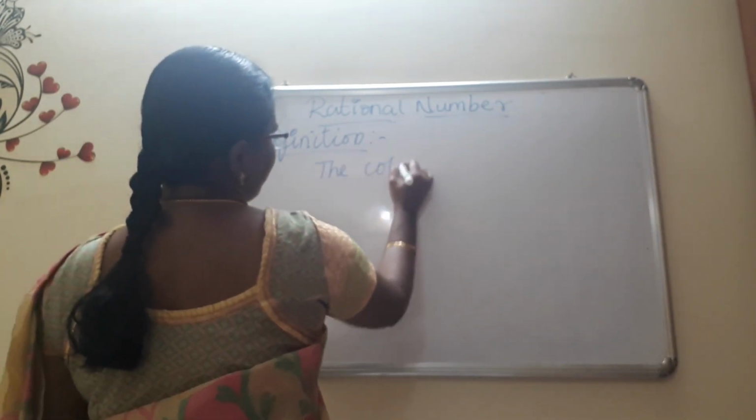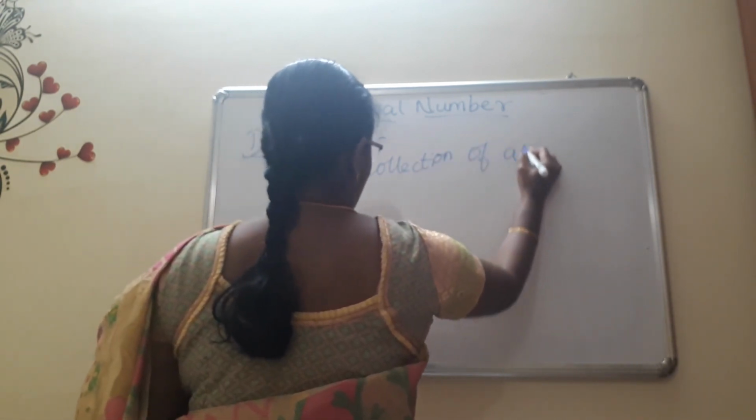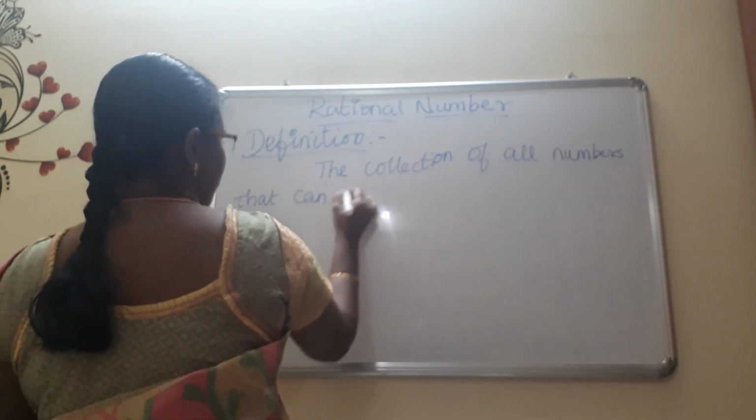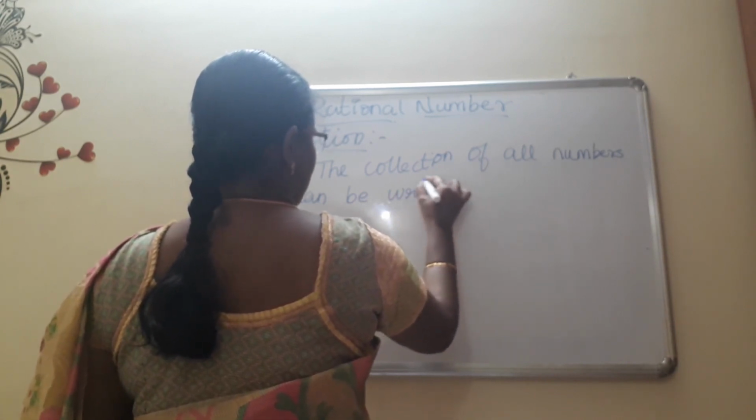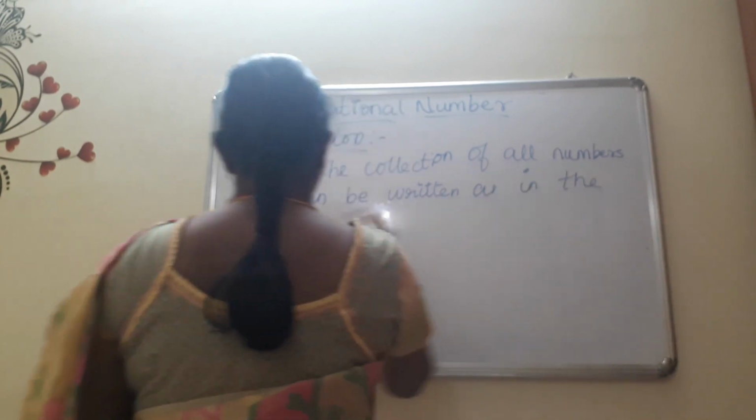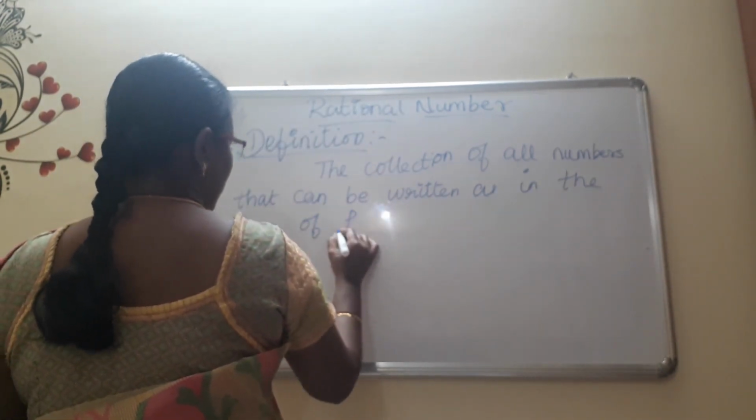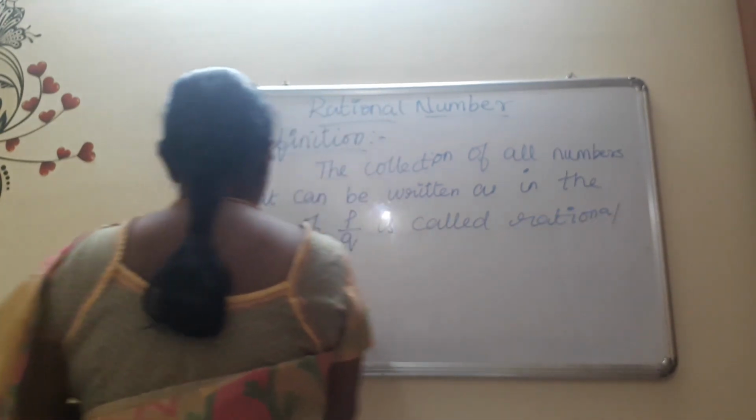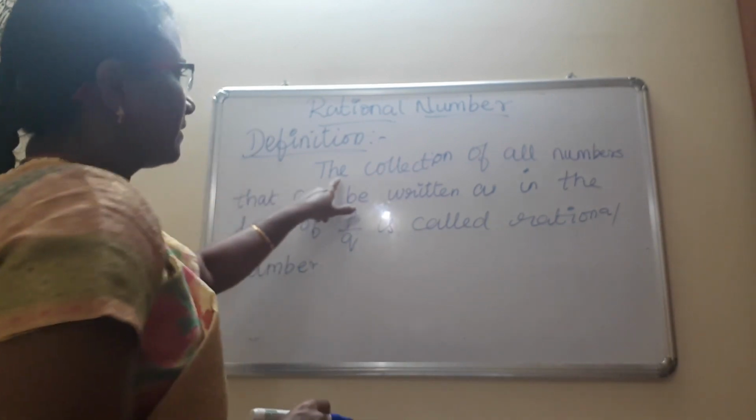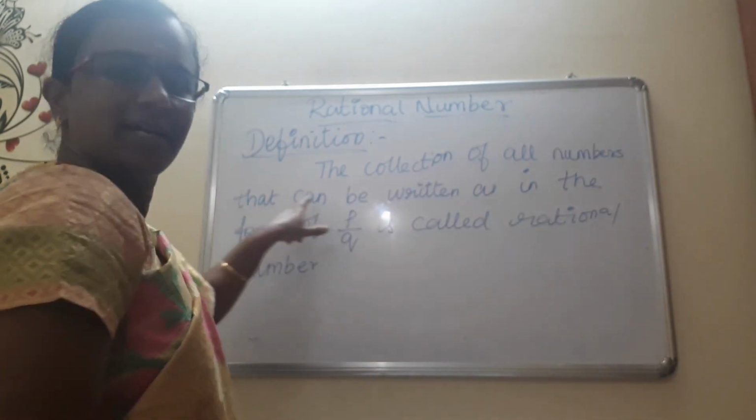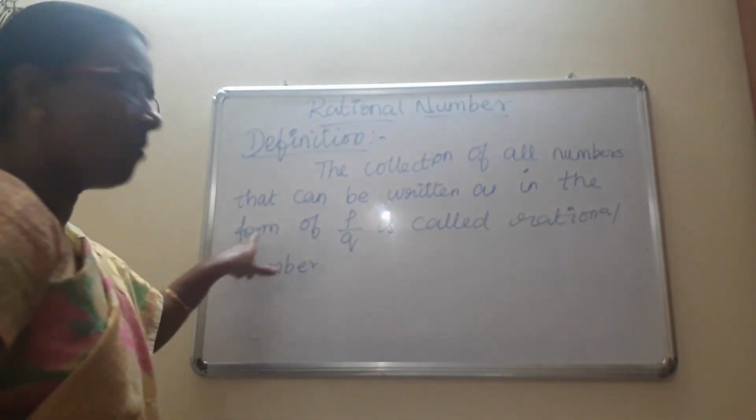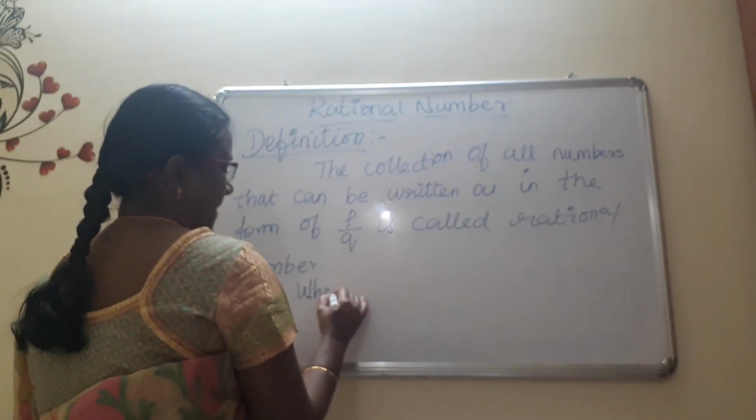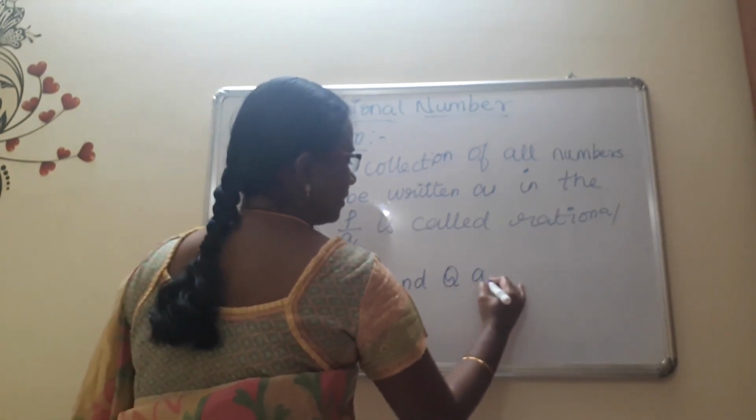The collection of all numbers that can be written in the form of P by Q is called a rational number, where P and Q are integers.